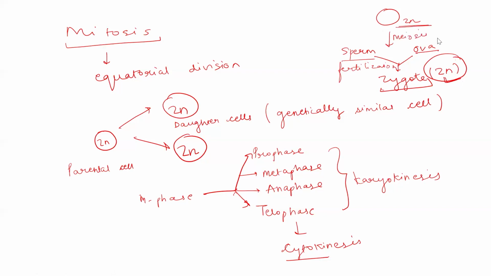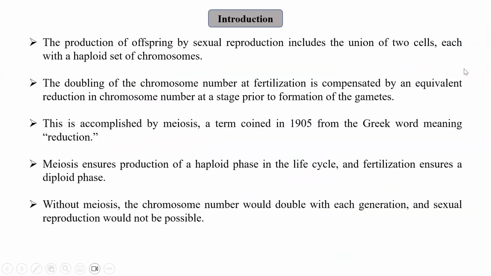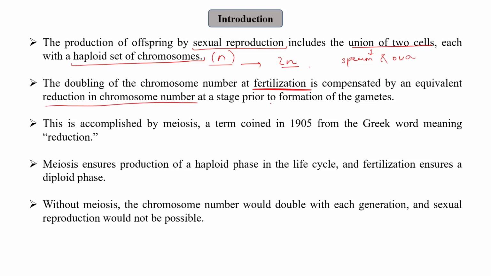The process of meiosis is also known as reductional division. It leads to the reduction in the number of chromosomes. So starting with the 2n organism, in the sperm and ova, we will have only the haploid state, that is only n number of chromosomes. And upon fertilization, when the zygote is formed, again it will be a 2n number. That is, again a diploid organism is formed. The production of offspring by sexual reproduction includes the union of 2 cells, that is, sperm and ova fuse, each with a haploid set of chromosomes. The haploid sets of chromosomes fuse to again give rise to the diploid cell. So the doubling of the chromosome number at fertilization is compensated by an equivalent reduction in the chromosome number at a stage prior to the formation of the gametes.